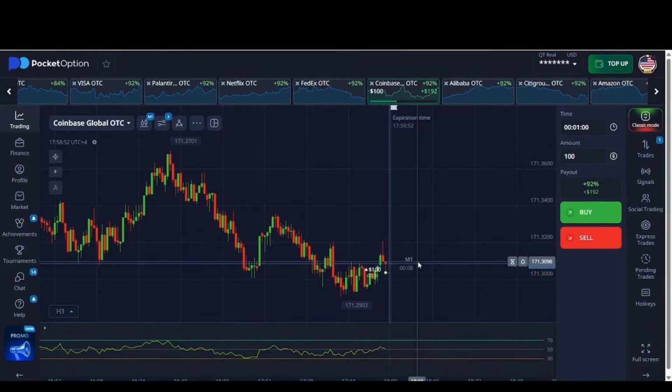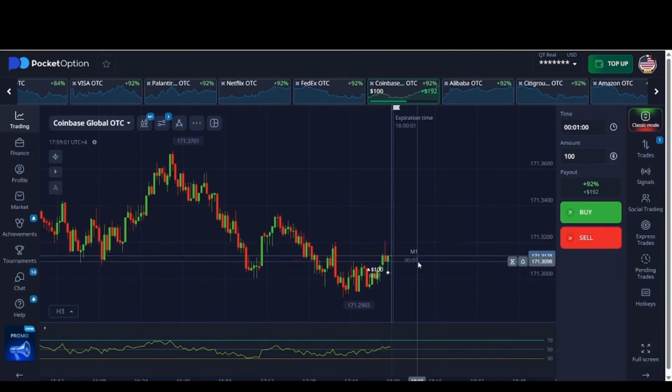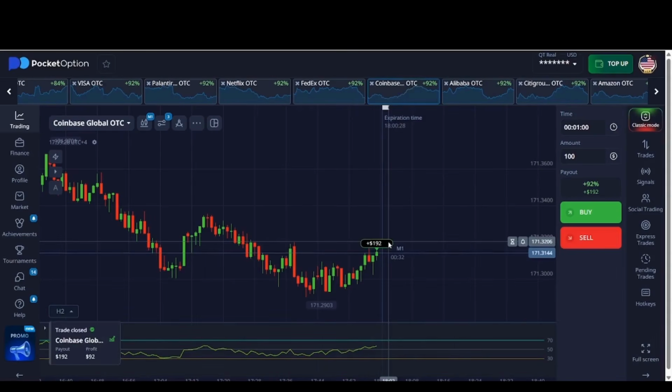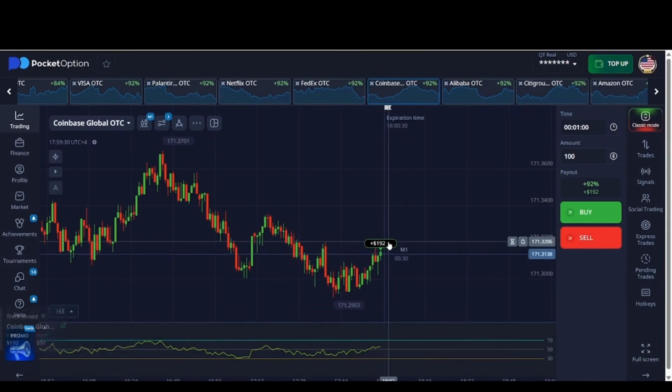Currently, the trade is going in our favor. Okay, just a few seconds are left now, and we won the trade. So this is how you can use the RSI 50 level in your trading journey.